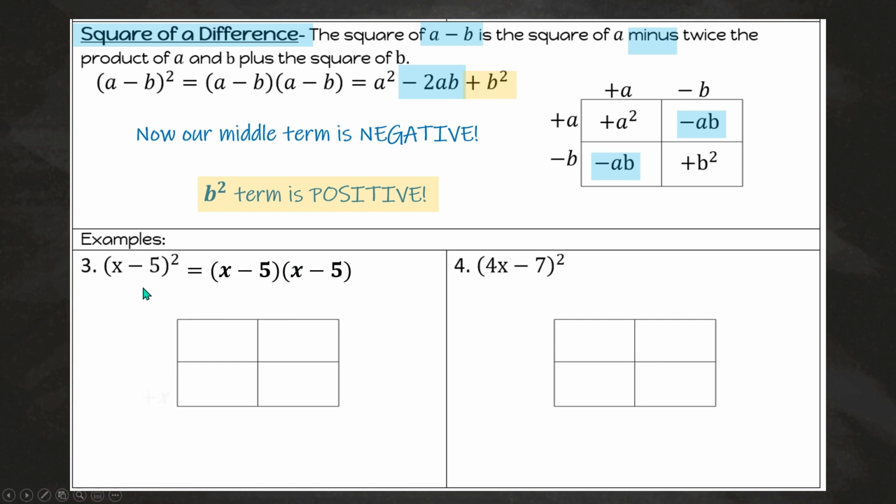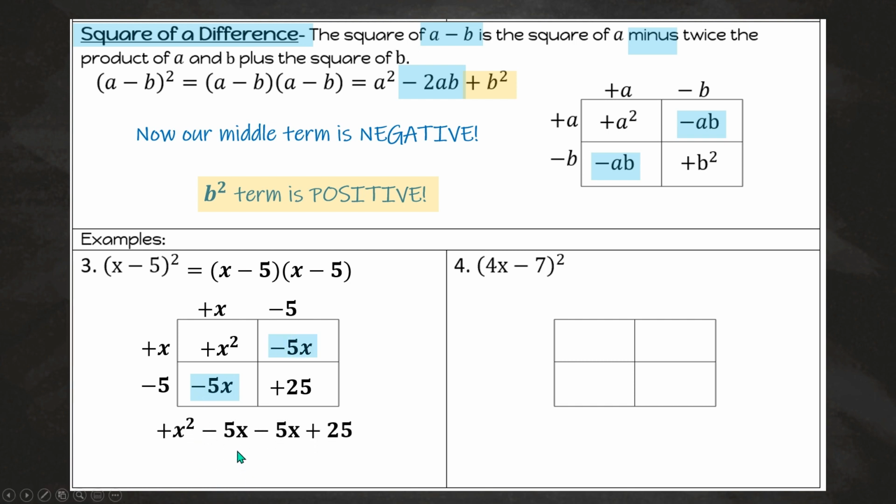So let's look at this first example. We have x minus 5 squared. So I'm going to set up x minus 5 outside the area model, multiply by x minus 5 on the top. When I fill in the boxes, I get a negative 5x, and when I add another negative 5x, I get a negative 10x. Again, it's minus twice the product of a and b. So 1 times 5 is 5. 5 times 2 is negative 10. Negative 5 times 2, sorry.